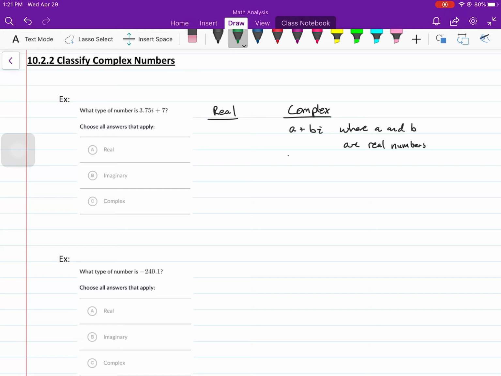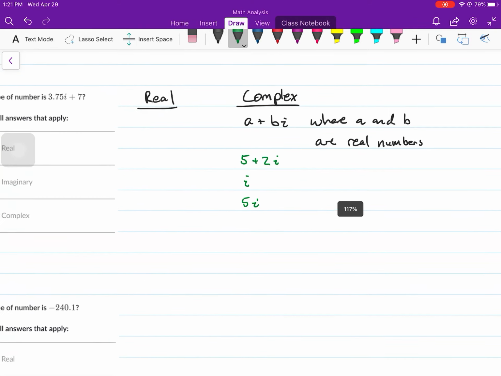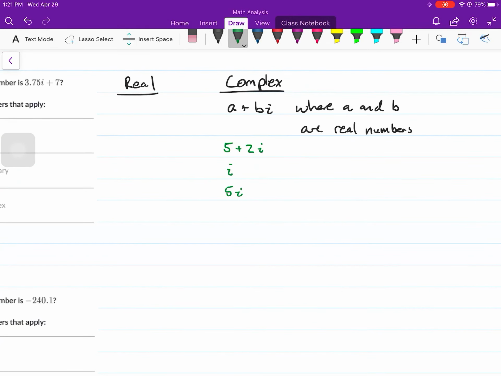So the number 5. Well, let's just start with 5 plus 2i. This would be a complex number. Just the number i, or 5i. Anything with an i is going to be considered a complex number. Now, if you think about the number 7, is 7 a complex number? Well, yes, it is. Let me tell you why. Because it's 7 plus 0i. So it makes it a complex number, and it's also a real number.